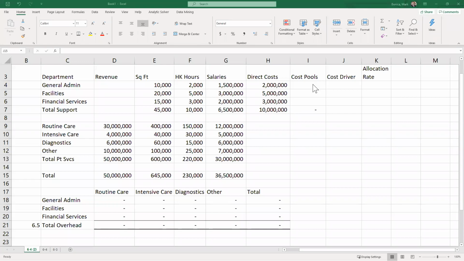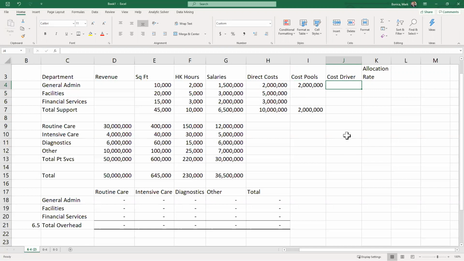Okay, so here we are back in Excel. And we're going to start the process by identifying, so remember, same 4 steps, they're just done a little bit differently. So step 1, identify the cost pool. Okay, so the cost pool for general administration, because it's the first of the cost centers to be allocated, is just going to be its own direct cost, okay? The big difference for general administration is going to be what we put into the cost driver.